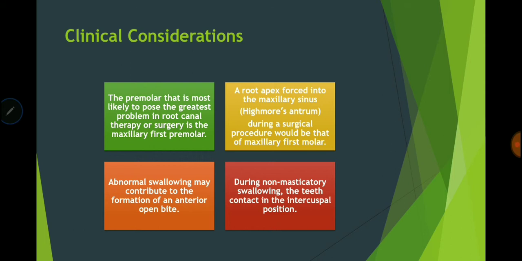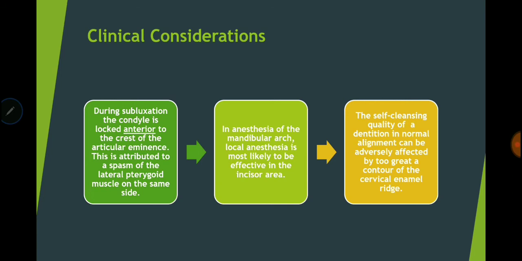The premolars. Okay. So the premolar that is most likely to pose the greatest problem in root canal therapy is the maxillary first premolar. Non-masticatory swallowing of teeth contact the cuspal, and the abnormal swallowing may contribute to formation of the anterior open bite.